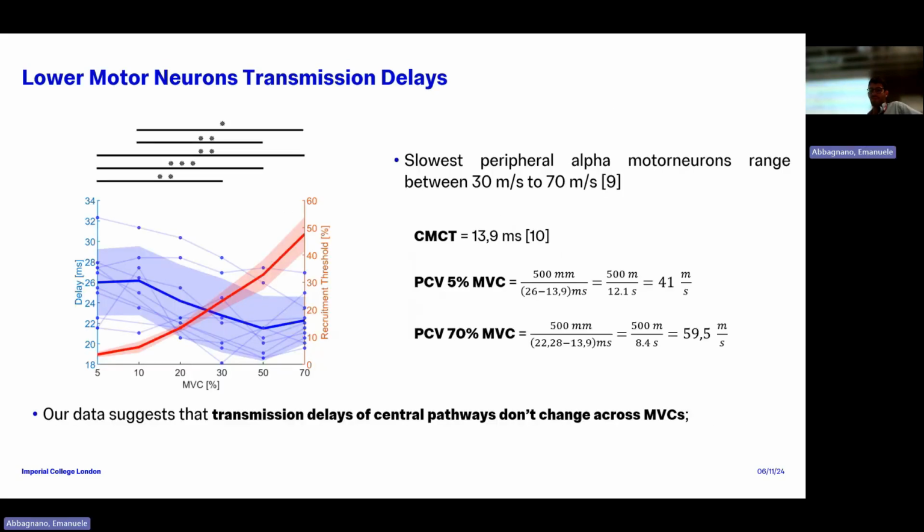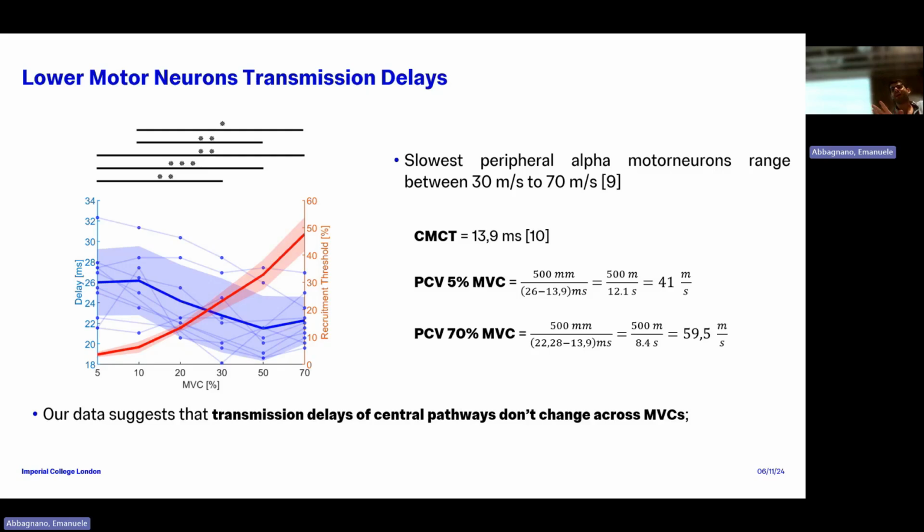So if we account for the different peripheral conduction velocity, we take the conduction time of the cortical spinal tract, which is 13.9 milliseconds. We subtract this time from those delays, and we take into account an average common peroneal nerve length, from the spinal cord to the tibialis anterior muscle, which is 500 millimeters, and we calculate the peripheral conduction velocity for two different groups of motor neurons at 5% and 70%. We get two different conduction velocities, which are within literature values.